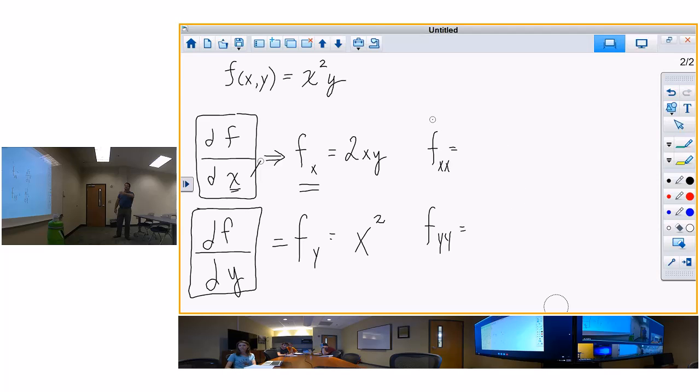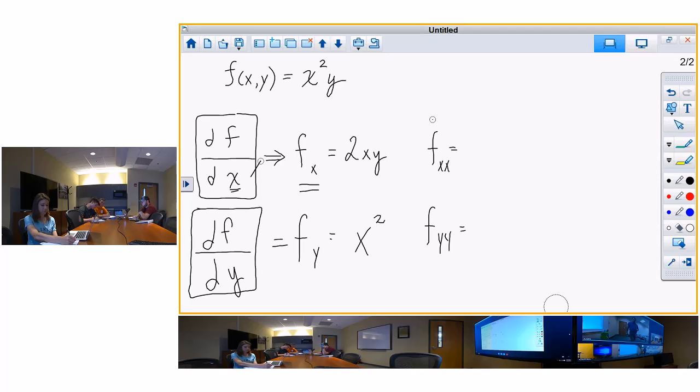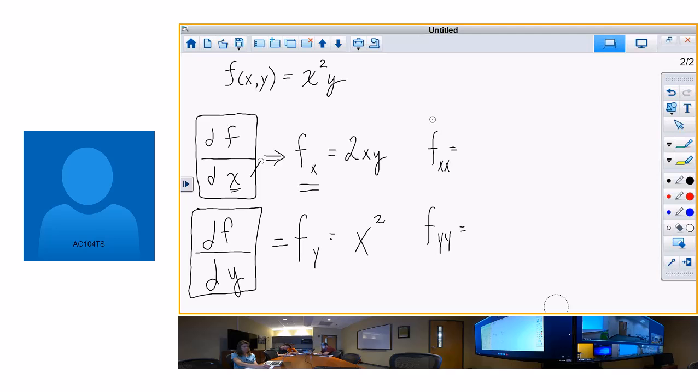Now, take the second derivative of 2xy. Go ahead and do that. So that means you're going to treat y as a number, as a constant. You're taking the second derivative of 2xy in relation to x, so you treat y as a constant. So I'm going to write 2x times y. That's what we're doing, right? 2x times a constant.